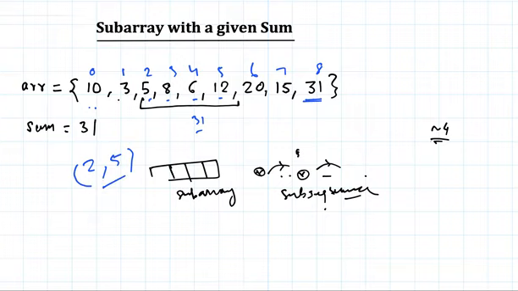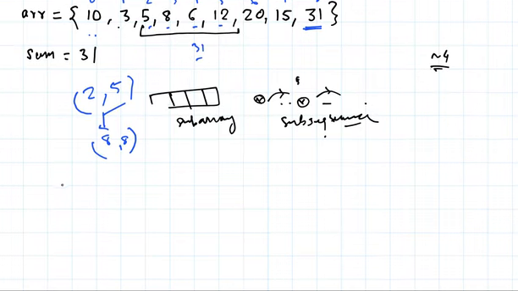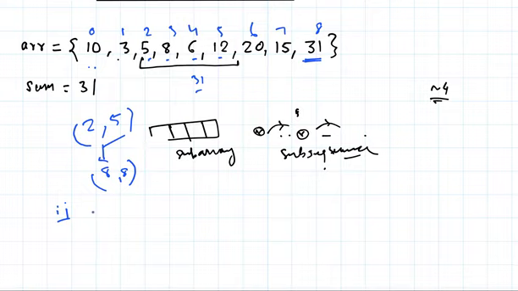We see that 31 is also present here, so it could have printed 8, 8, that is starting index 8 and last index also 8. But we have to just print the first such subarray. So one of the easiest solutions would be to take two indexes and iterate through this array, take all values of i and then j, and see if for any value of i and j the sum is equal to 31. So this subarray is represented by two indices, start index and end index.